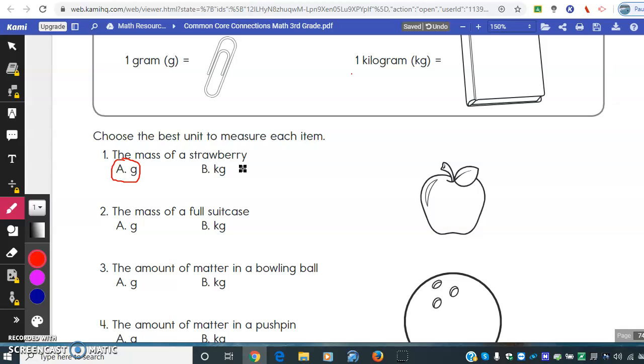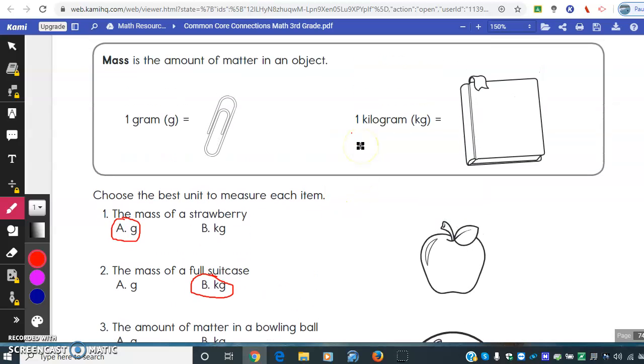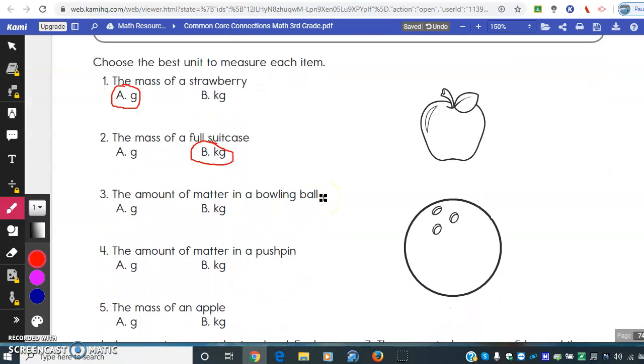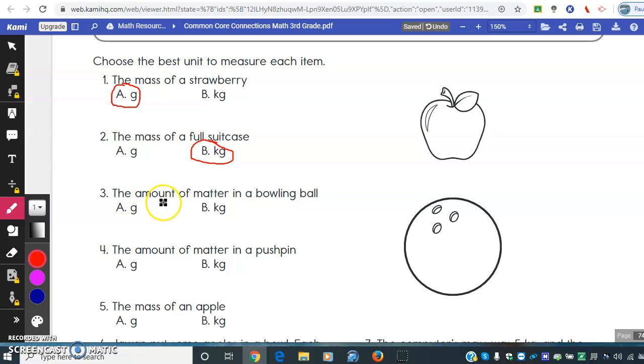Since a full suitcase is carrying lots of stuff and clothing, we're going to say kilogram because it's going to weigh more than a hardcover book. It'll take several hardcover books to measure that. Number 3, the amount of matter in a bowling ball. If you have never been bowling, bowling balls are heavy. Those are some heavy pieces of equipment. And so we're going to say kilogram. Remember, things that don't weigh very much, gram. Things that weigh a lot, kilogram.